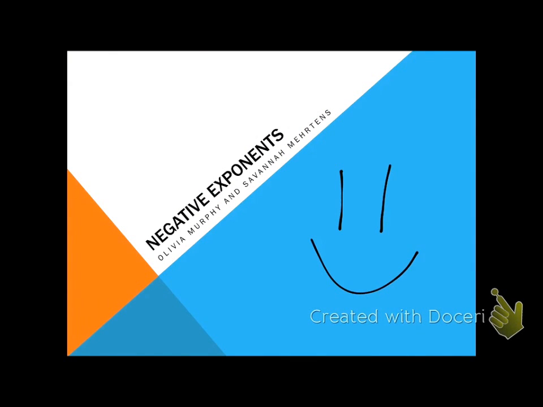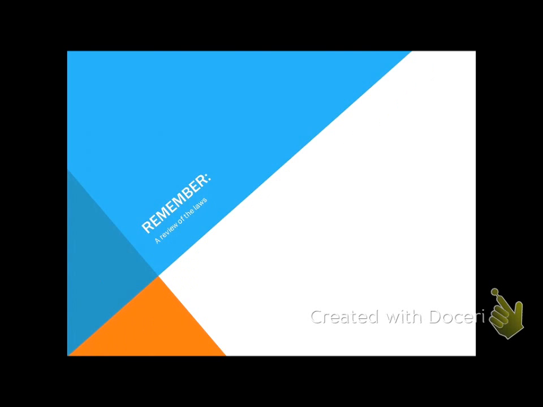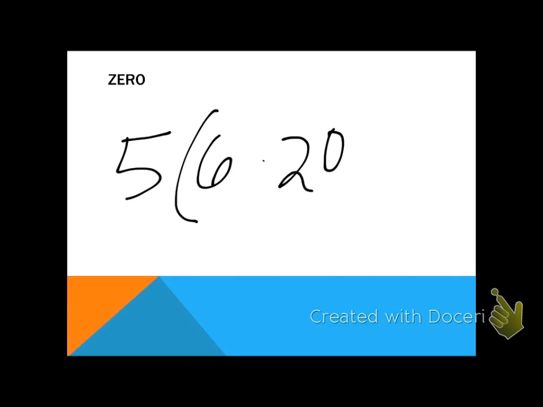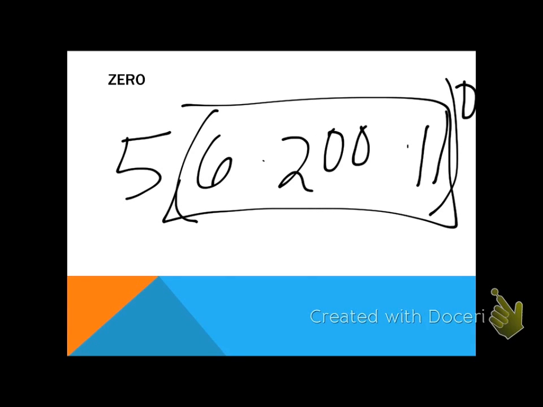Okay, let's begin with a review of the laws of exponents. All of these still apply when dealing with negative exponents. So the zero law states that any term to the power of 0 equals 1. For example, 5 times 6 times 200 times 11 to the power 0. So anything in this box to the power 0, anything that would be in there, that would be 1. And then 5 times 1 equals 5.